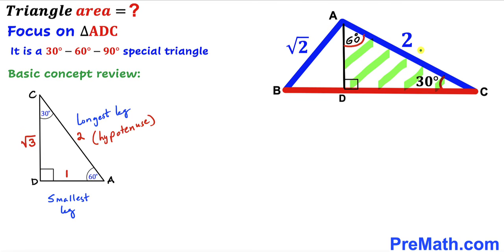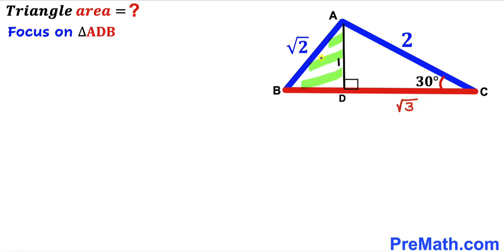Now let's revert our attention back to our problem. We can see that this hypotenuse is 2 units, and this is our longest leg, and AD is our smallest leg. So this has got to be half of this one, so this is going to be 1, and this third leg CD has got to be the square root of 3. Now we are going to focus on the other right triangle ADB, and I'm going to label this tiny segment BD length as x. Now we are going to find the value of x.